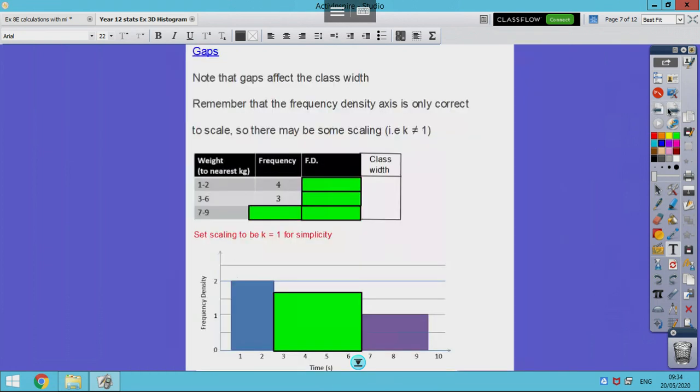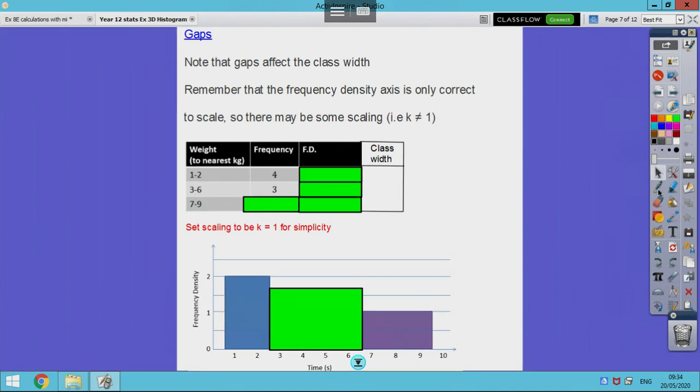The third point that I want to make here is that sometimes it won't be inequalities that give you a histogram. It might be gaps like this. Now, gaps affect the class width. What I mean by gaps is 1 to 2, 3 to 6, 7 to 9. There are gaps between 2 and 3, and 6 and 7, etc., and there aren't when they're used as inequalities. So it does affect the class width. Remember, there may be some scaling for things like this still.